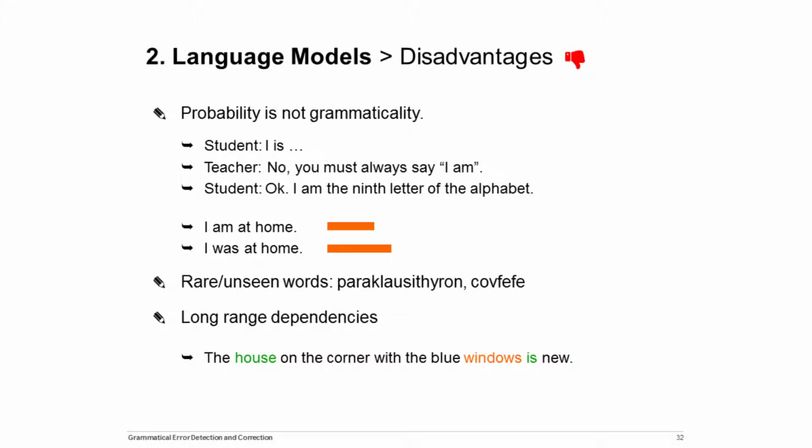Another problem is long-range dependencies. If you only look at short windows, you will potentially see "the windows is new", and that's definitely wrong. Then you work out that actually it's part of a much longer sentence: "the house on the corner with the blue windows is new." So tricky. But if you had an N that large, then you'd only ever see that sentence once, so you can't really build any reliable statistics from it. So there are pros and cons to language models.